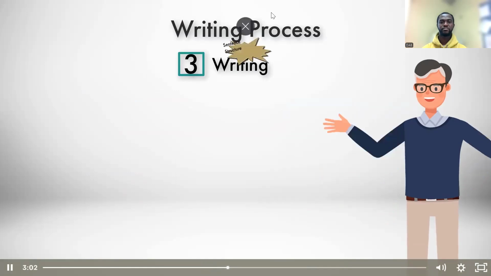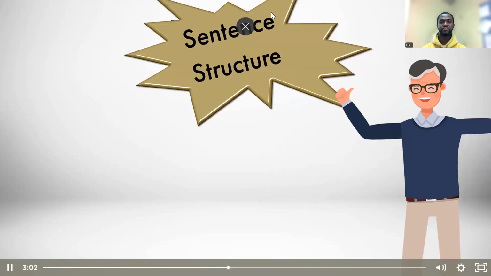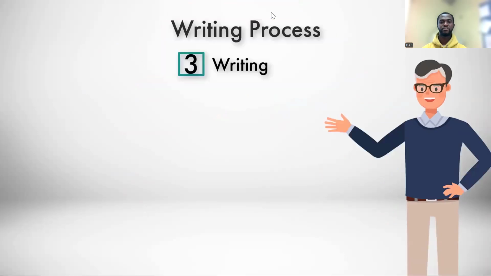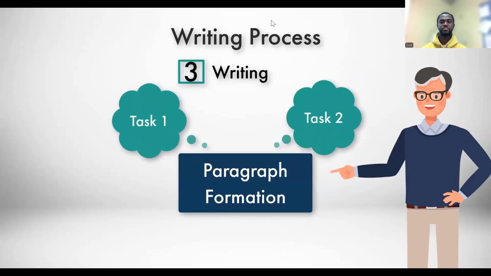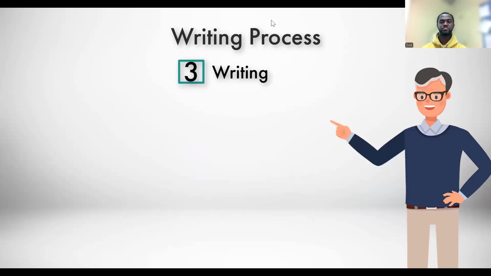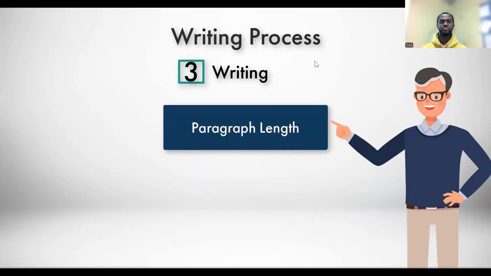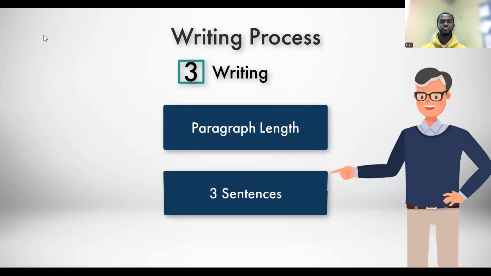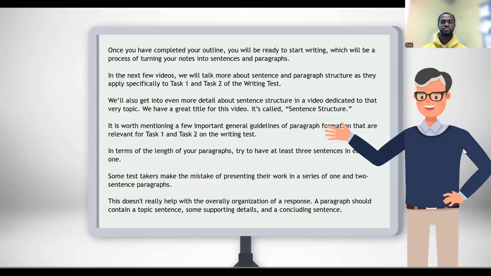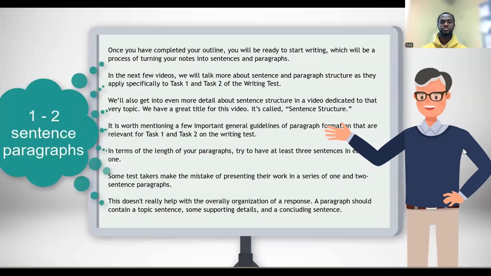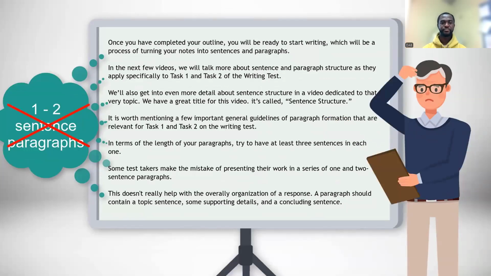It is worth mentioning a few important general guidelines of paragraph formation that are relevant for both Task 1 and Task 2 on the writing test. In terms of the length of your paragraphs, try to have at least 3 sentences in each one. Some test takers make the mistake of presenting their work in a series of 1 and 2 sentence paragraphs. This doesn't really help with the overall organization of a response.